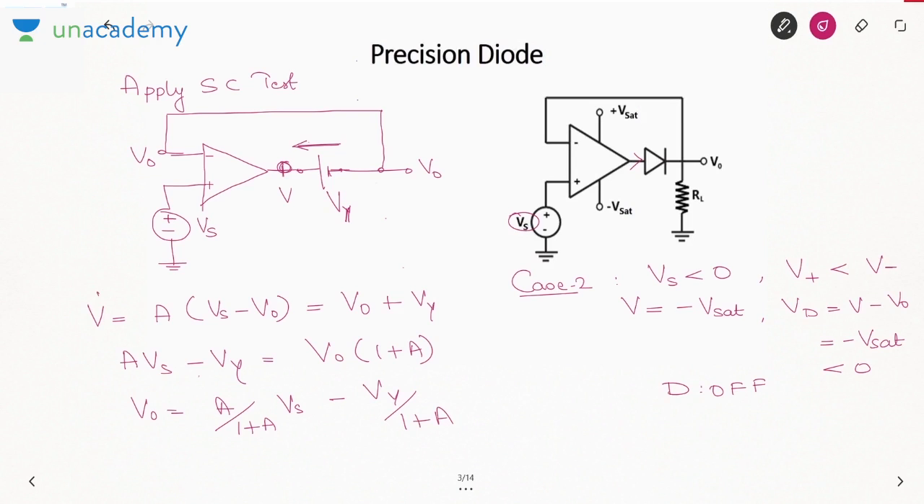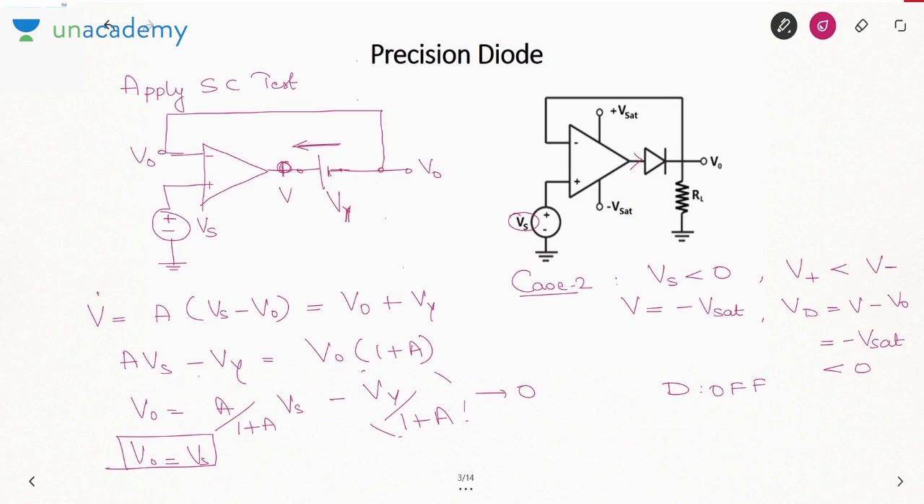Now if the open loop gain A is very high, this term will tend to 0 and V naught will become equal to Vs. For a high value of gain, this diode will not offer any voltage drop. The output will be equal to Vs, and that is the beauty of the precision diode. That is, when the diode is on, the output follows the input voltage and there is no voltage drop. In a practical diode, we saw that there is a voltage drop of 0.7 volt or 0.3 volt. But in case of a precision diode, V naught is equal to Vs.